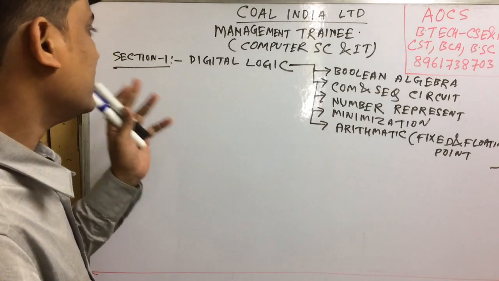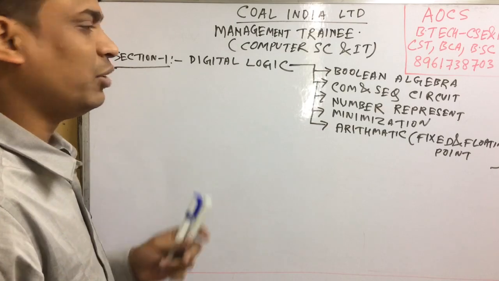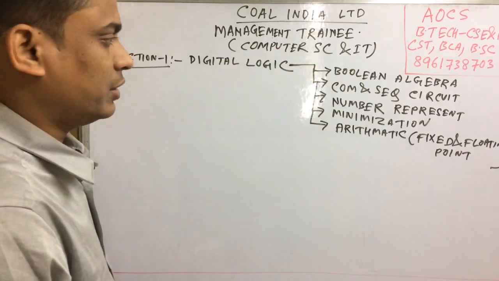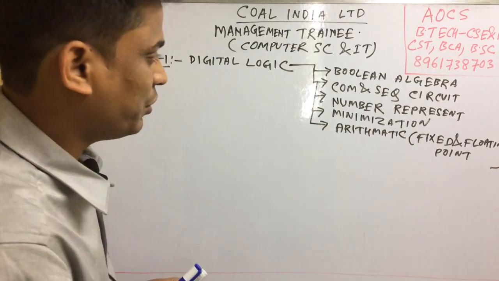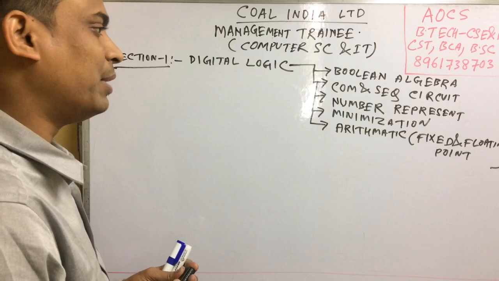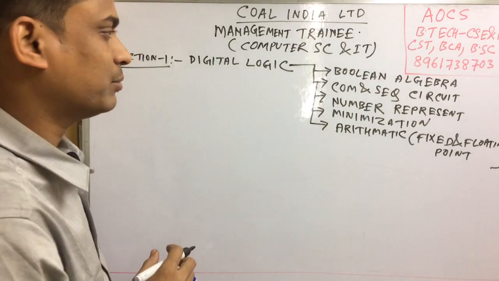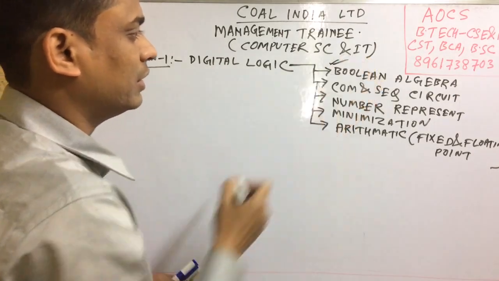There are total 10 sections in the Management Training Exam of Computer Science and IT. Your first section is digital logic. In the first section, digital logic, there are total 5 portions. First is Boolean algebra, second is combinational and sequential circuit, third is number representation, fourth minimization, and fifth arithmetic. At first I am discussing Boolean algebra.